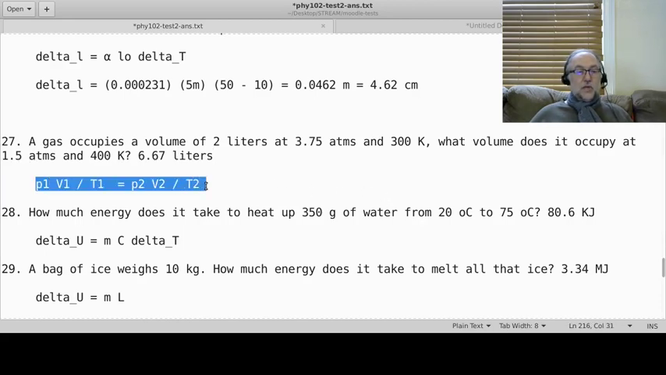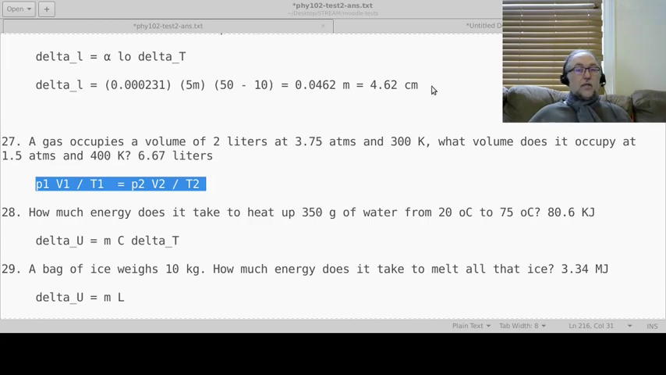But this is the way I showed you in the review session, and this is by far the easiest way to do it because you don't have to convert everything to MKS units. Basically, PV over T, that ratio remains unchanged when you move from one state to another. So I don't have to change my atmospheres to pascals or my liters to cubic meters. And the temperature has to be in an absolute scale, and we've only studied one absolute scale, so it has to be in Kelvin. And I made life easy for you. I didn't do Celsius, but if I had given you Celsius, you would have had to add 273 to convert to Kelvin.